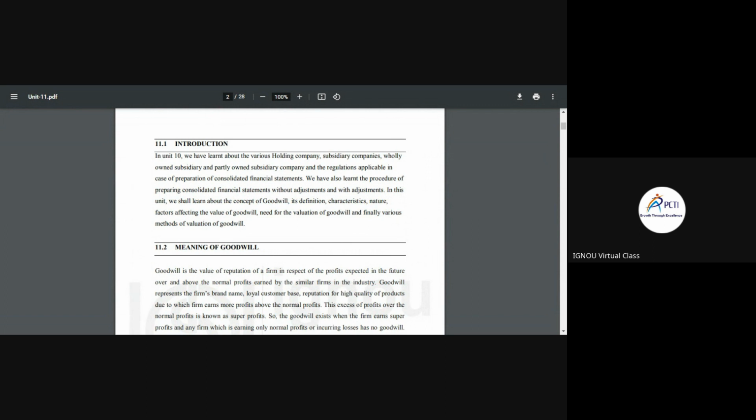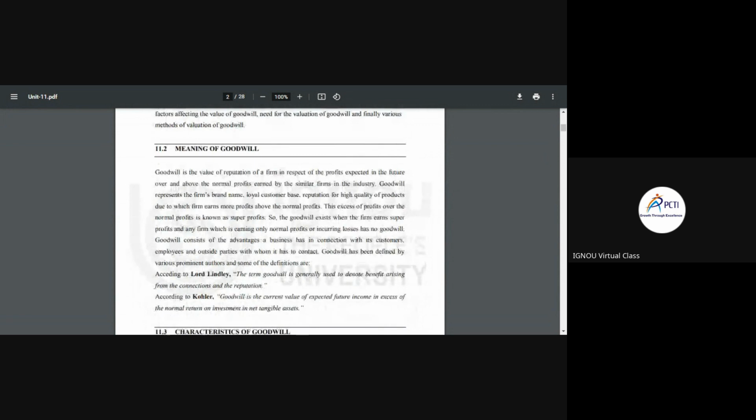So we learn about the concept of goodwill, its definition, characteristics, nature, factors affecting the value of goodwill, need for the valuation of goodwill, and finally various methods of valuation of goodwill. So in the case of meaning of goodwill, first of all, there are different definitions given by the authors.